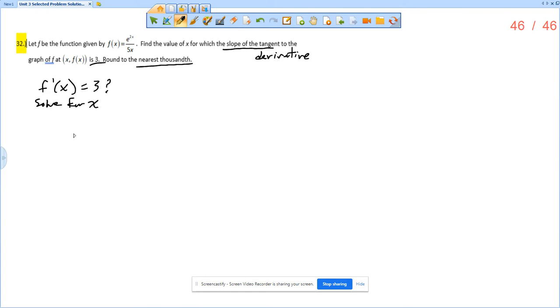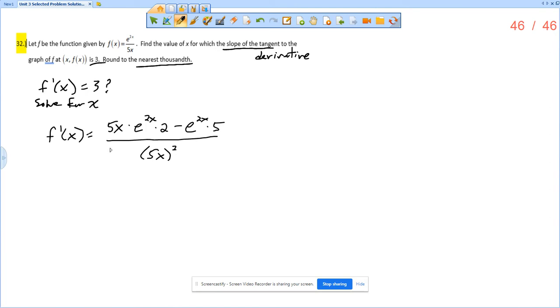So find f prime. All right, so f prime of x, we have a quotient, right? So quotient rule: 5x times the derivative of e to the 2x, so e to the 2x times the derivative of 2x, which is 2, minus e to the 2x times the derivative of 5x, which is 5, all divided by the denominator of 5x quantity squared.